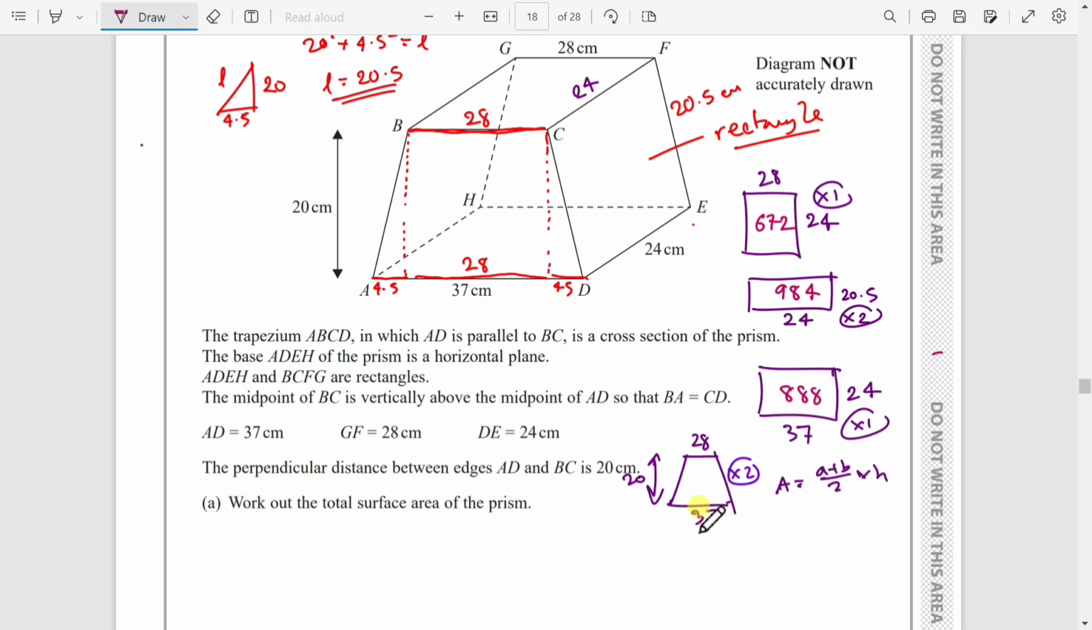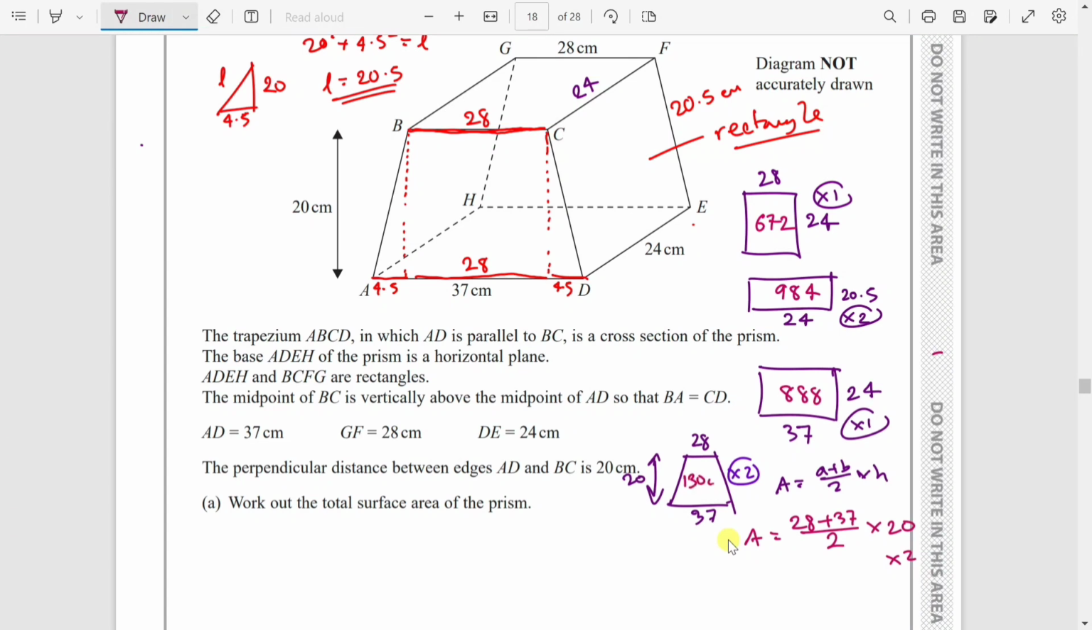And lastly, applying this formula carefully, the area is going to be (28 plus 37) over 2 times 20. So put that as a fraction, yeah? Again, times that by 2 as well. And you should get 1,300 actually. And yeah, I think that covers it all.